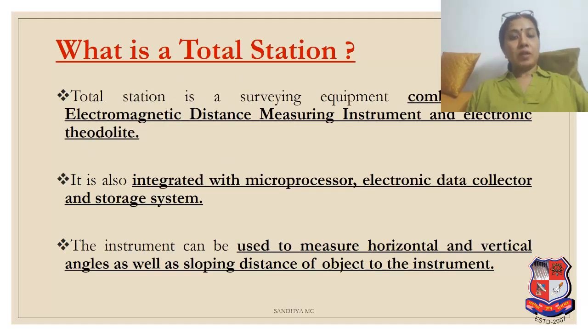So before starting our lecture, we know the basic purpose of surveying is for the measurement of horizontal distances, angle measurements, and reduced level calculations, etc. So this total station is an all-in-one instrument. It's a modern survey instrument. We can say that the introduction of this total station in the field of surveying is a revolution in the field of surveying.